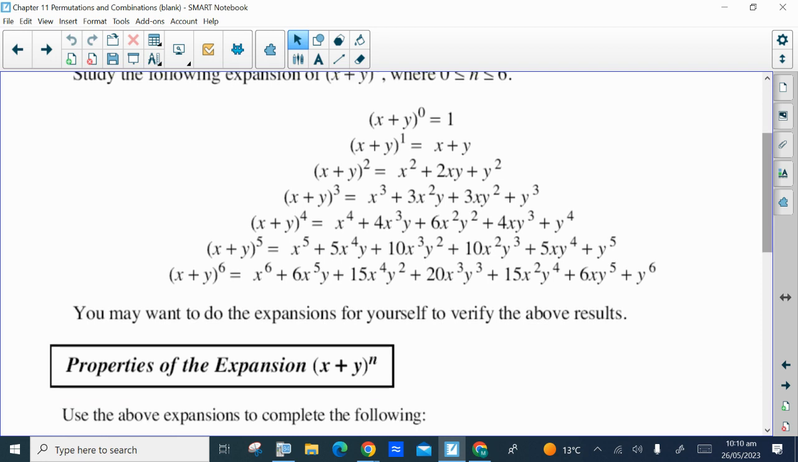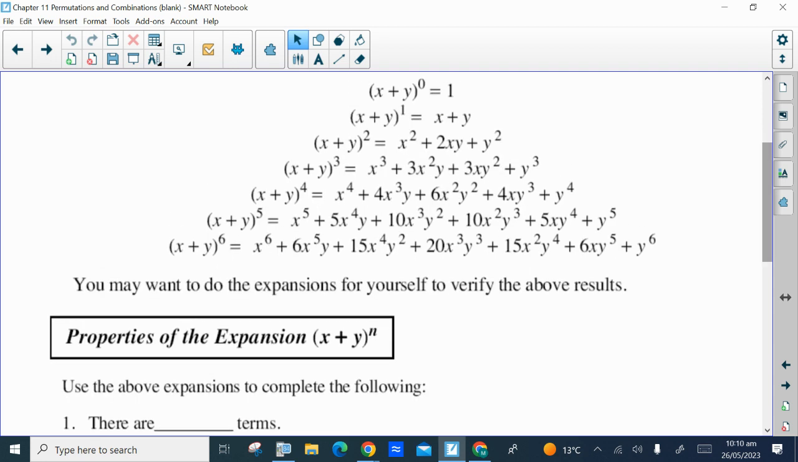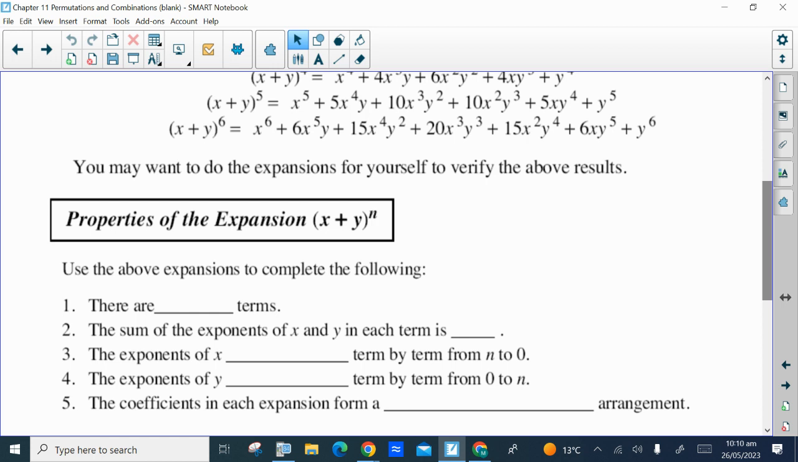So you should notice some patterns that are present if you look at the expansion above. First, the number of terms is always one more than n. In the first row, (x + y)^0, the power is 0, and there's one term. The second row, the power is 1, and there are two terms. The next row, the power is 2, and there are three terms. If you skip all the way down to the bottom, where n is 6, if you count up, you will see there are 7 terms. So the first observation we make is that there are always n + 1 terms.